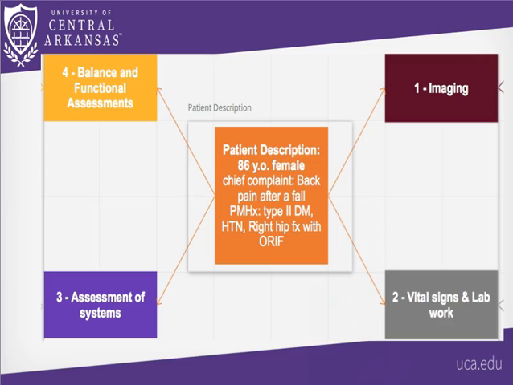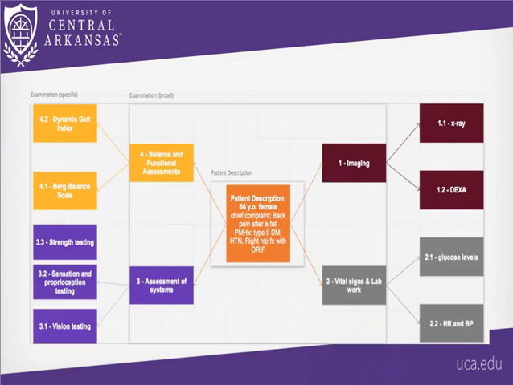So then we're going to be looking at what needs to be done with this client as far as the examination. So first of all, maybe some imaging needs to be done. How about vital signs, lab work? So assessment of systems. In my mind, I'm thinking the musculoskeletal system, the skeletal system. And then also, if she's having falls, what about balance and functional assessments as well? So from there, we move out to think about interventions. But like I said, you can't do it wrong.